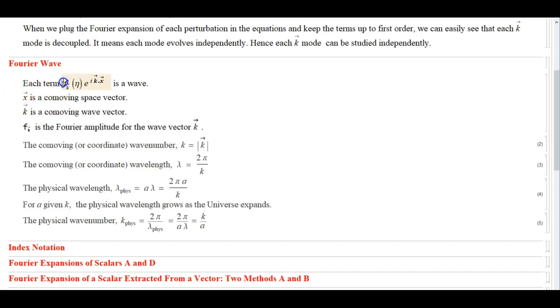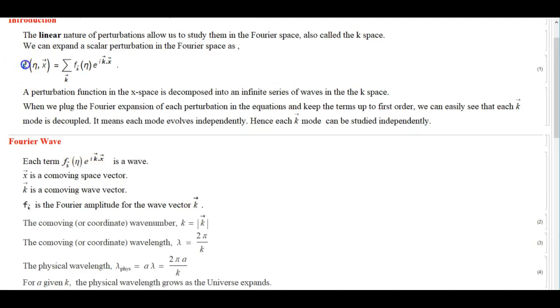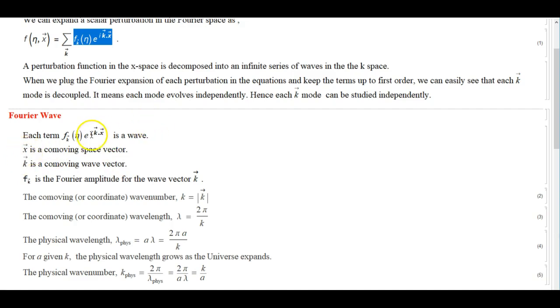So what is this fk? You are expanding any function f. F is any function. In our case, this will be a perturbation, but this can be any function. This can be scalar, vector, or tensor, or any perturbation, or any function. You can write this as an expansion of Fourier series like this. And what is this? This is a wave, because Fourier expansion is a superposition of waves. Each of these terms is a wave. What is x? X is the co-moving vector.